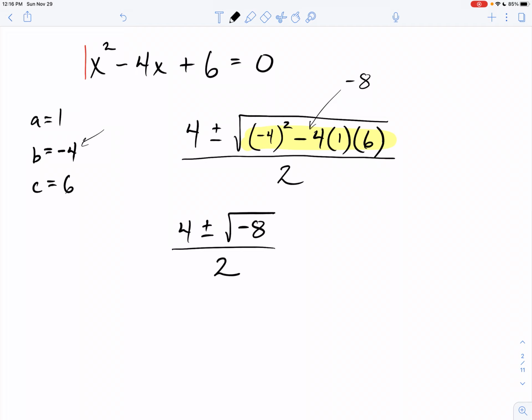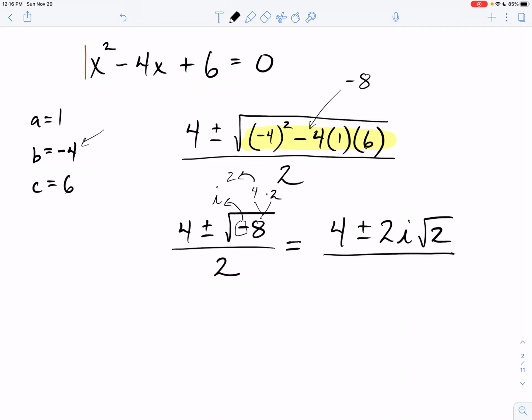Now guess what? Up until Algebra 2, we tell you to stop working because you can't take the square root of a negative. But you guys know better now. This means I'm going to pull out an i. Then I look at this and say, hey, I could simplify 8. From my list of perfect squares, I could say 4 times 2. That means I can take a 2 out. So let's rewrite this, there's too much action going on here. It's 4 plus or minus 2i rad 2 over 2.